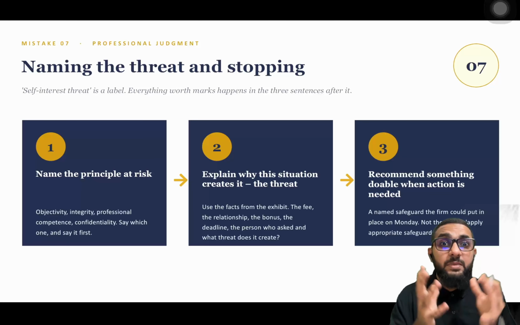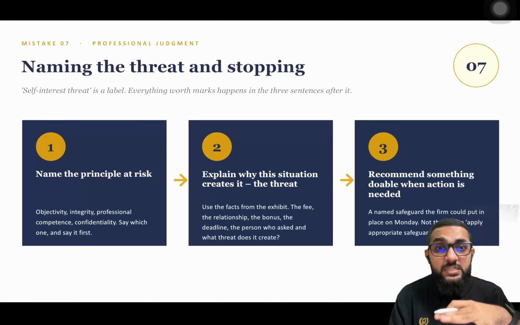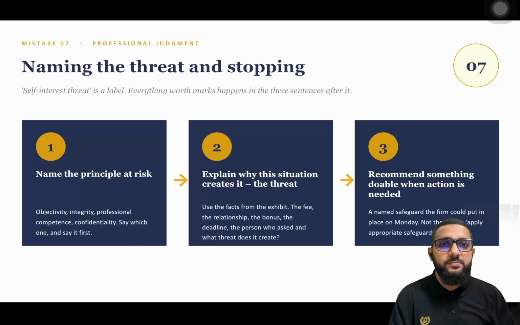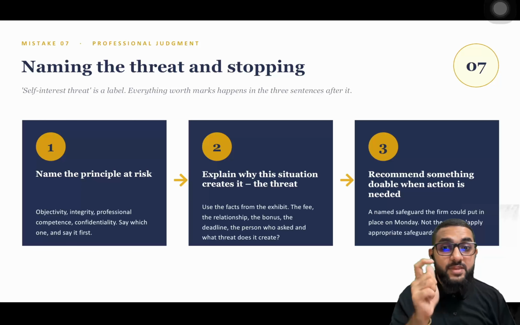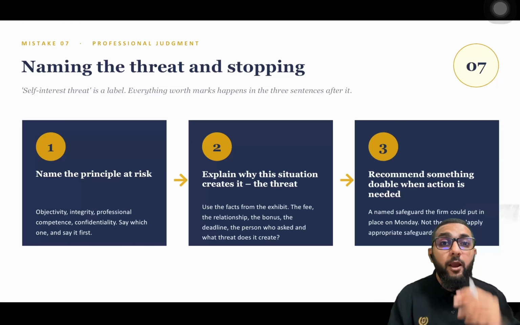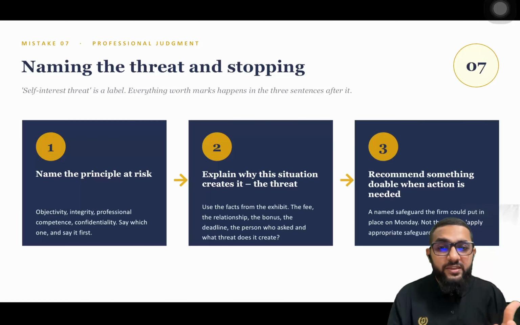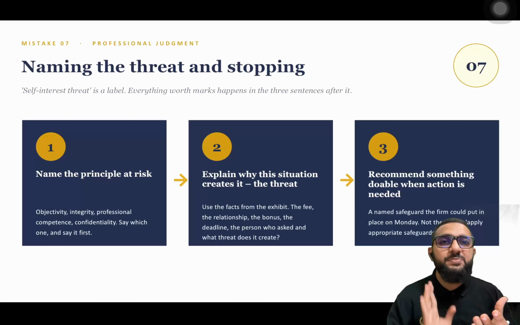Now, just naming them is not enough. You need to talk about the principle that's being threatened because of those threats. Is it objectivity that's being threatened? Is it confidentiality? Is it integrity? Is it professional behavior? Is it professional competence and due care? What is the principle that's being breached or that's being threatened? That's at risk. Name that. And then talk about why. Why does this situation occur? Meaning, why is this threat creating a breach of this principle?